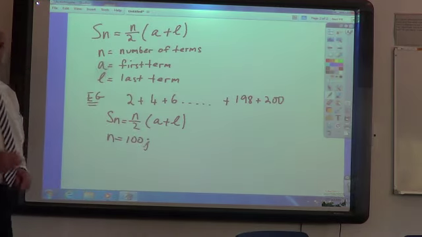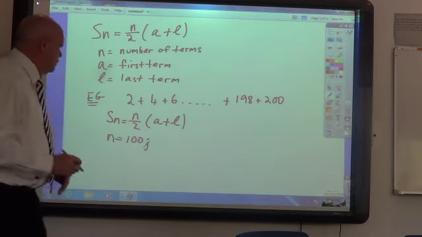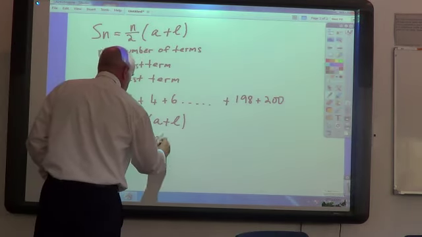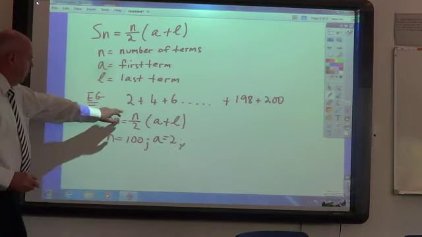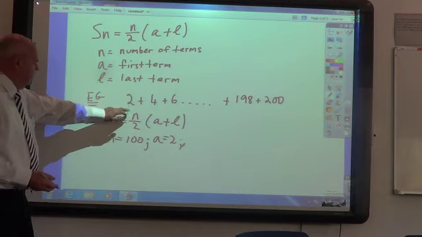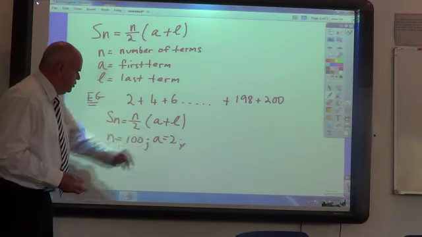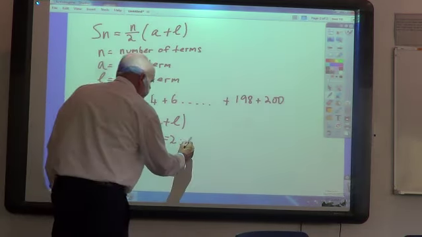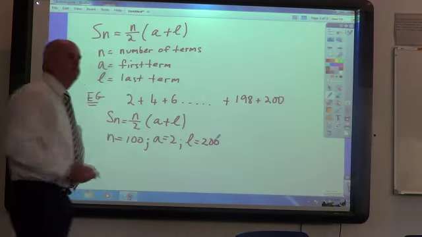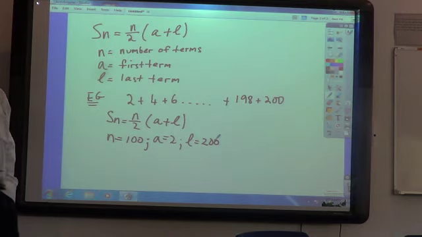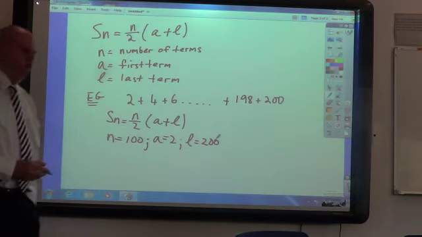A is staring us in the face. It is always the first term, so it is 2. And finally, going through my formula, this is what I mean by being driven by the formula. Just work out what it is you need. You need L, and that quite clearly is 200. So a bit of very basic algebra is all that's left.